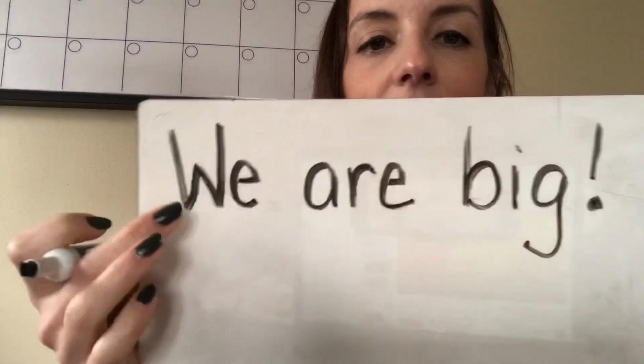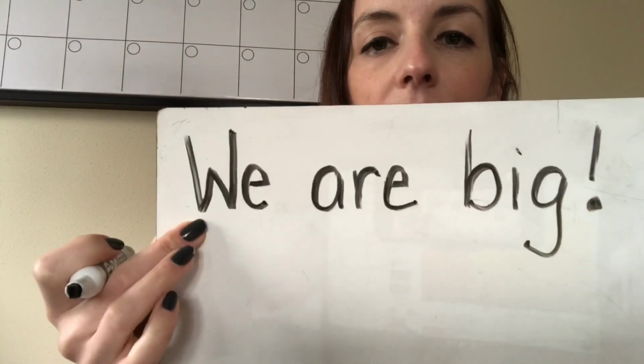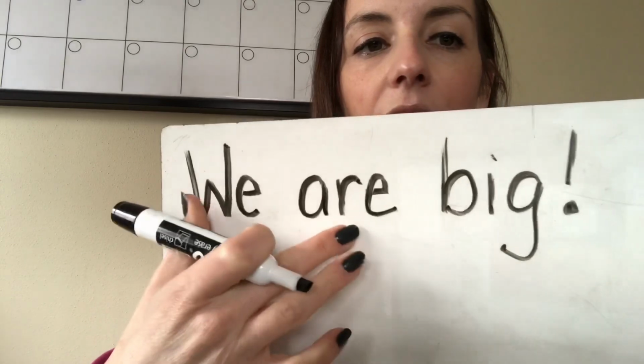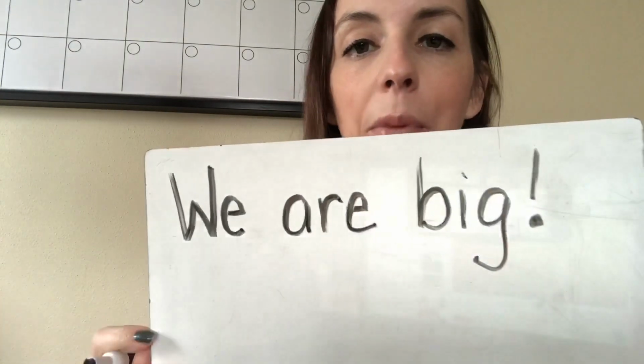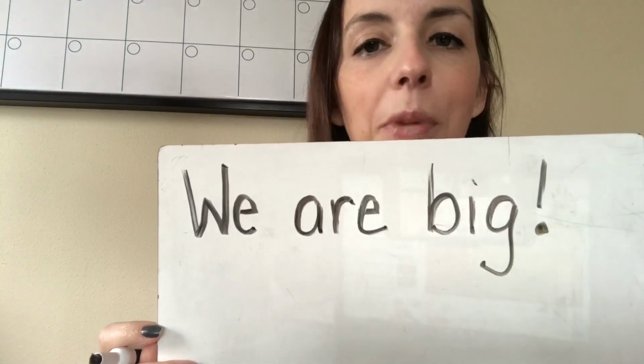We are big. Pause the video if you need more time. Okay, your sentence should look like this. Capital W. We are big. And I put an exclamation point, but if you put a period, that's okay. Both of those would be just fine.